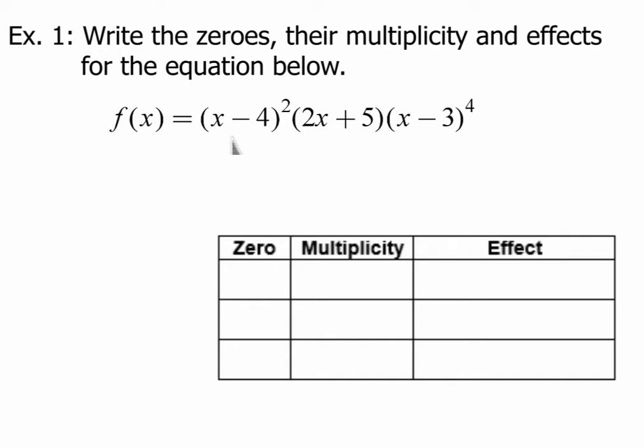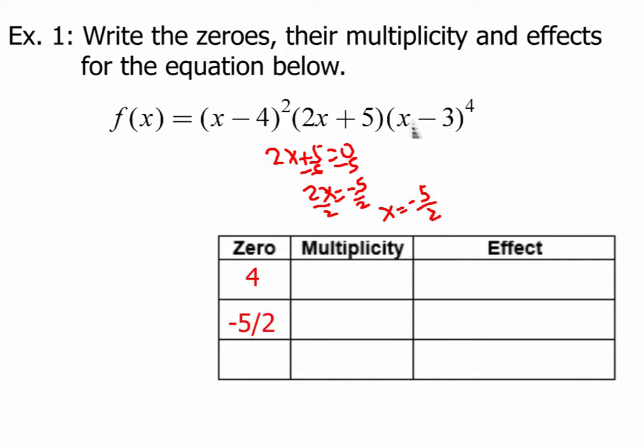So if I look at my zeros, x minus 4 tells me I've got a 0 of 4. 2x plus 5, this one we might need to solve out. 2x plus 5 equals 0. Subtract 5 on both sides. So I get 2x equals negative 5. Divide by 2. X equals negative 5 halves. Okay, so this one I've got a 0 at negative 5 halves. And then this one, just take the opposite sign, you got a 0 at 3.